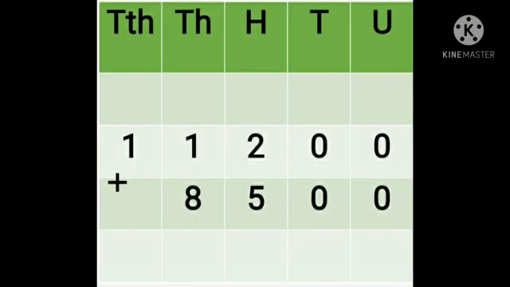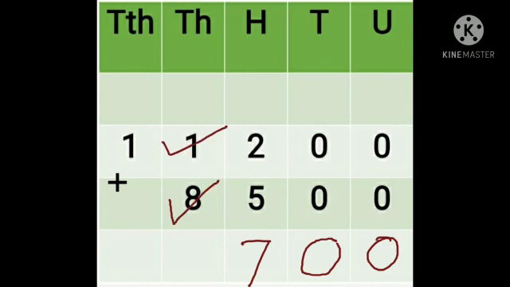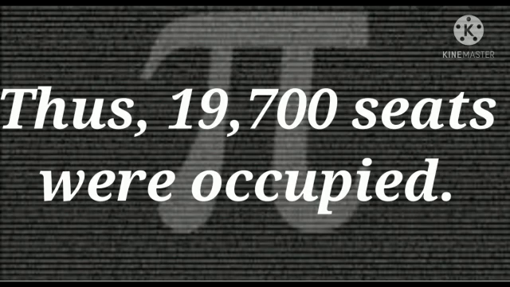Starting from the units, 0 plus 0, the answer is 0. 0 plus 0, the answer is 0. 2 plus 5, the answer is 7. 1 plus 8, the answer is 9. And 1 plus nothing, the answer is 1. Thus, 19,700 seats were occupied by both men and women.